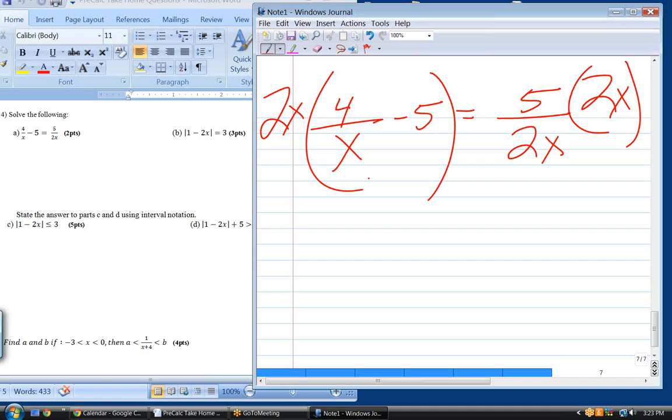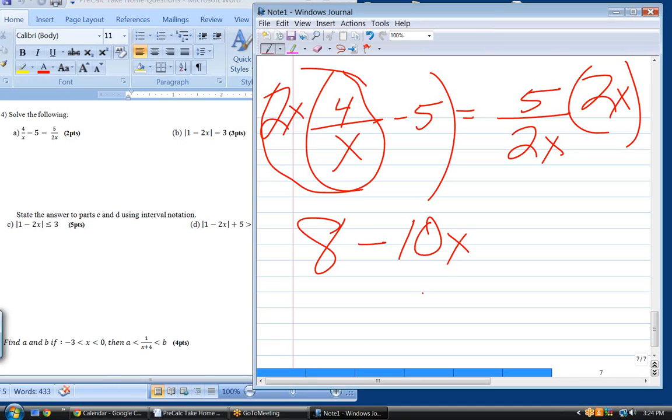And now, what's the left side become? Okay, let me just write this. So, 2x. Okay, so basically we lost the 5, and then on this side we just have 2. When you distribute that, what does that equal? Well, it's going to become 8. And then what's 2x times minus 5? Minus 10x. Don't forget the x. Right, 10x. And then what's the other side? It's just the 5.